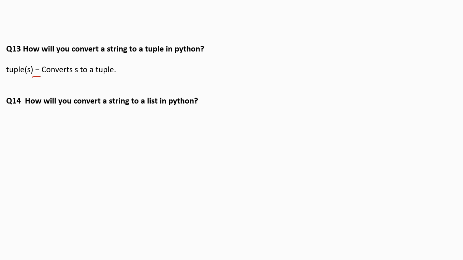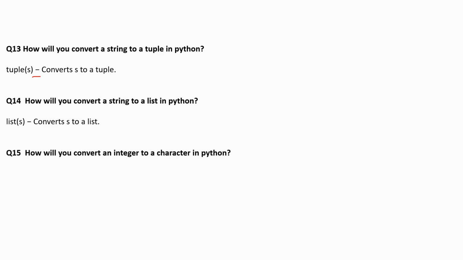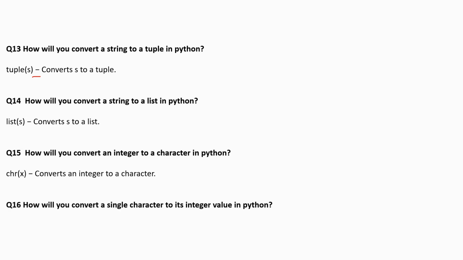How will you convert a string to a tuple in Python? Tuple function, tuple s, converts s to a tuple, where s stands for your string. How will you convert a string to a list in Python? List function, list s, where s is your string, converts s to a list. How will you convert an integer to a character in Python? Again, use chr, that is the character function, and x is your value. How will you convert a single character to its integer value in Python? You use the ord function.